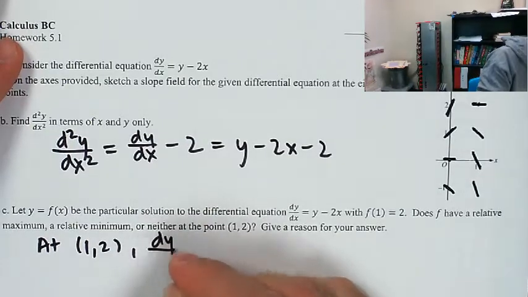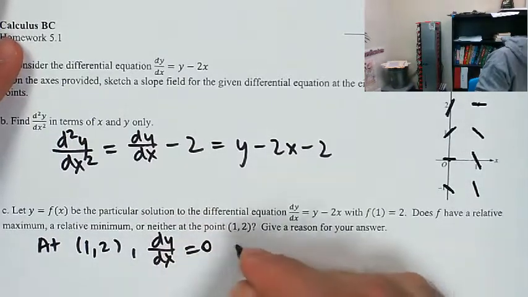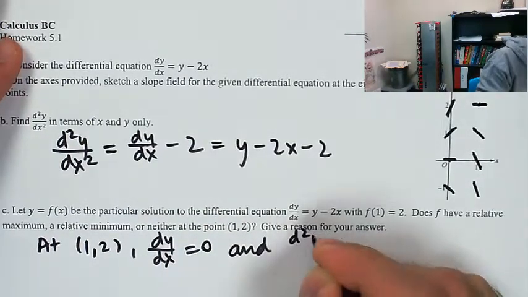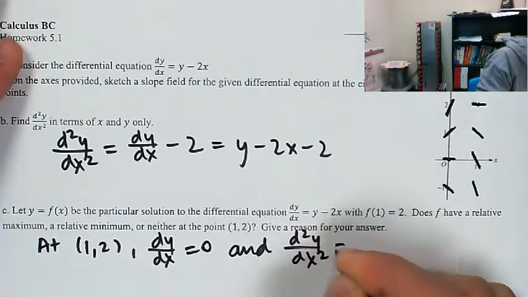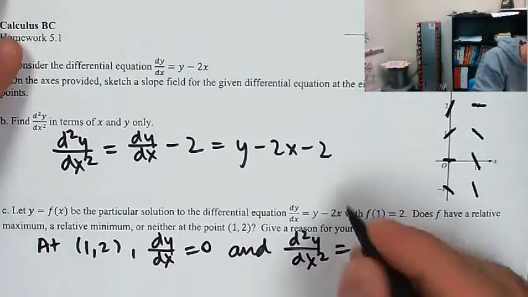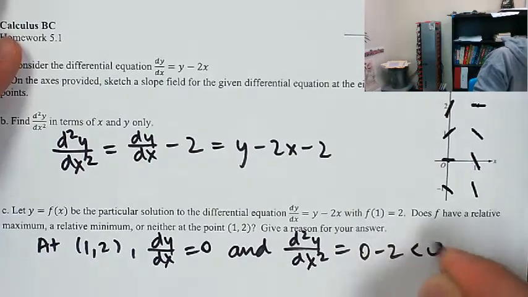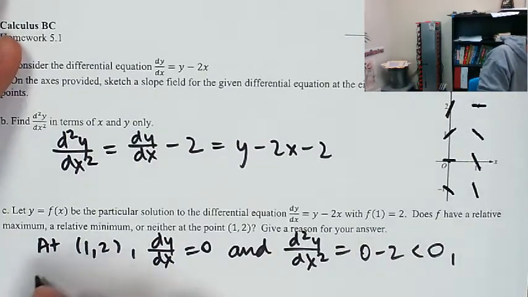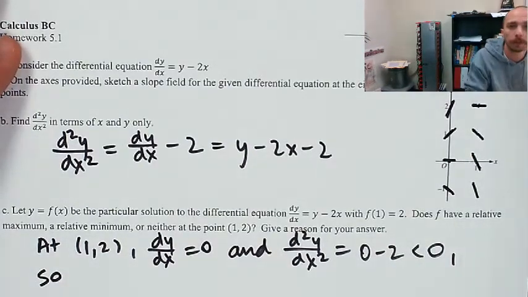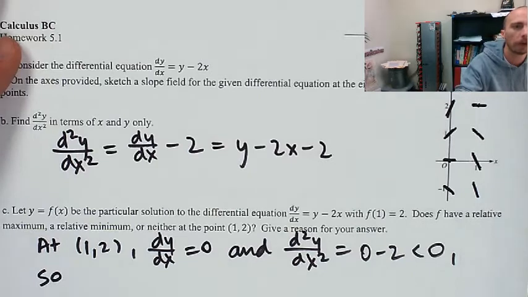At (1, 2), dy/dx equals 0, and the second derivative is equal to dy/dx minus 2, so that's going to be 0 minus 2, which is negative. I'm going to conclude that because the derivative is 0 and the second derivative is negative, the graph is flat while being concave down, meaning we've got a relative maximum.